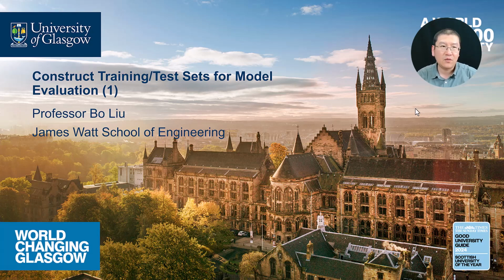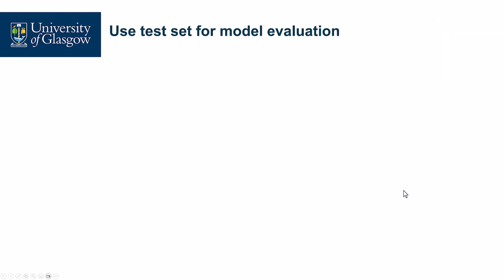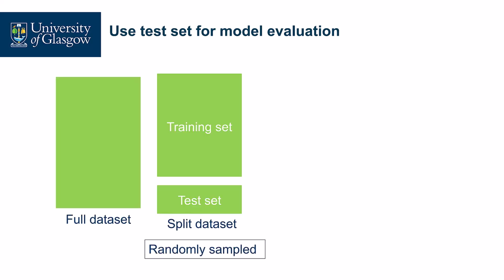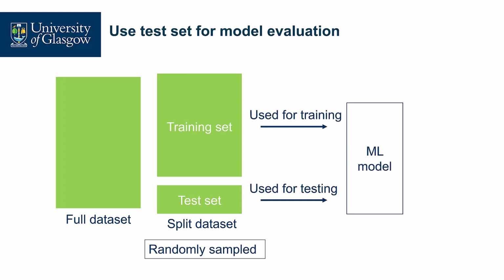So in this session, we will talk about constructing the training and test set and its implementation. As we discussed in the previous session, in supervised learning, we often divide the full data set into the training set and test set by random sampling. The training set is for training the machine learning model, and the test set is used to evaluate the performance of the machine learning model, right? This is what we have taught before.